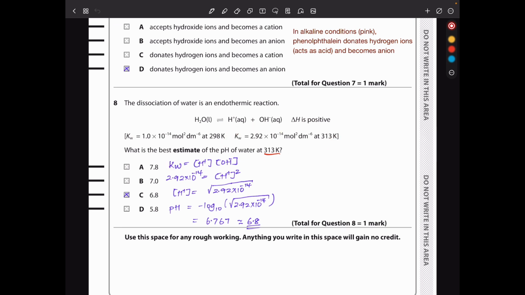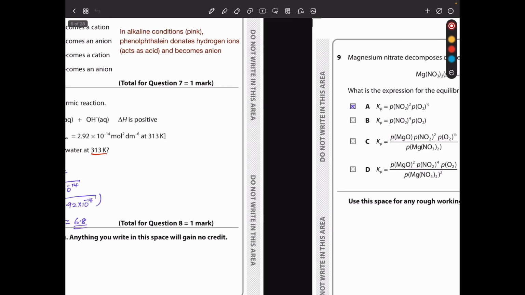So we know Kw is the hydrogen ion concentration times the hydroxide ion concentration. Since we are using this value, it should equal that squared. Since these are coming from the same water that is dissociating, their concentrations are the same. So this is [H+] squared. Then to find the concentration of hydrogen, get the square root, and then pH will be the negative log of that, giving us 6.767, which is approximately 6.8, and so the answer is C.